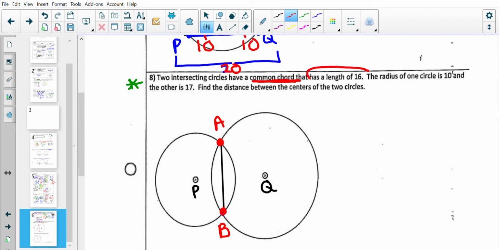We're going to hold on to that for a minute. We're not going to label that just yet. The radius of one circle is 10 and the radius of the other circle is 17. Obviously, the bigger circle we will label with the bigger radius, just so it makes sense in our head.